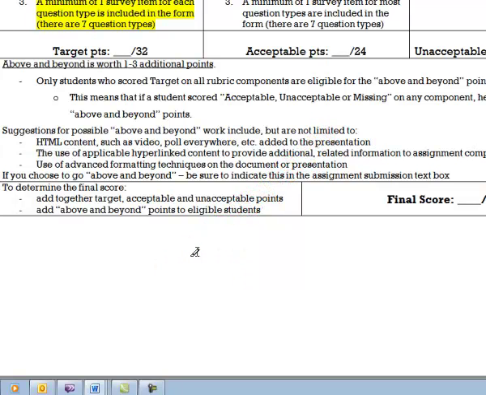Hope this has been beneficial and you now understand how to use the rubric for scoring.